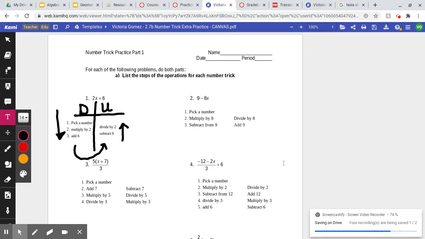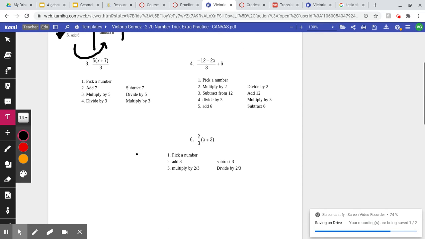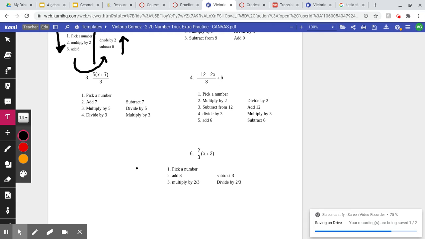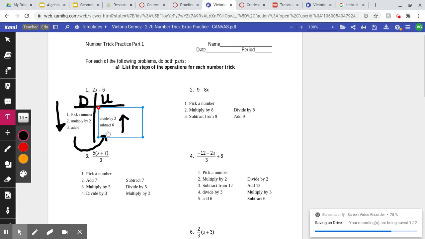Hey guys, I just wanted to go over this homework assignment and explain my answers in a little more detail for you. So, this first section, the first five problems, says to do both parts: list the steps of the operation for each number trick, and then it looks like somebody erased the second part.